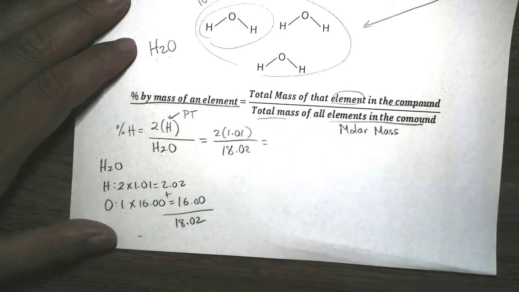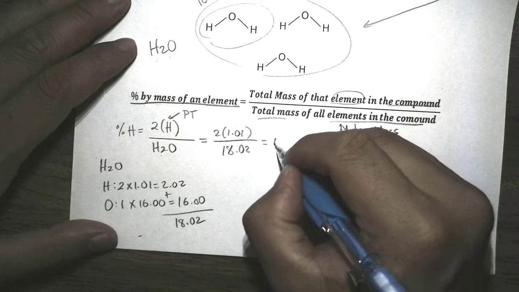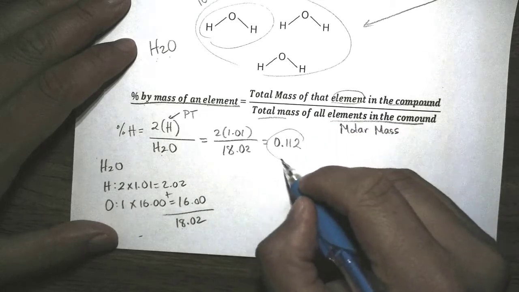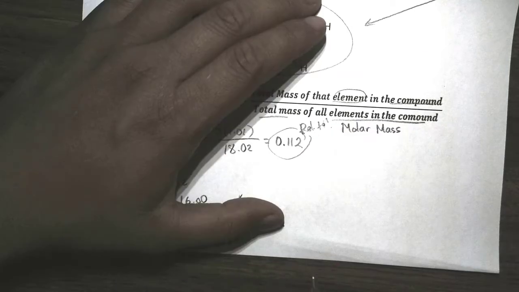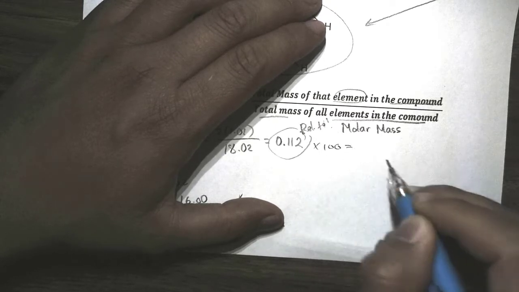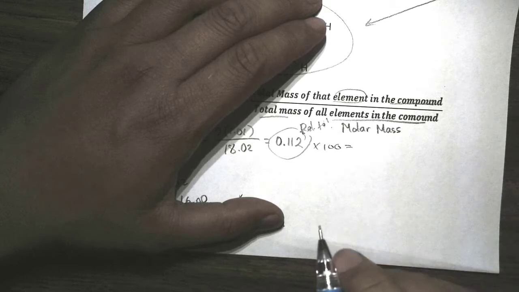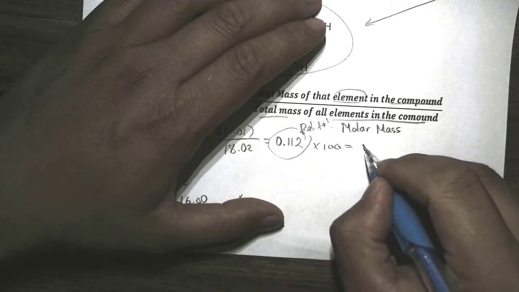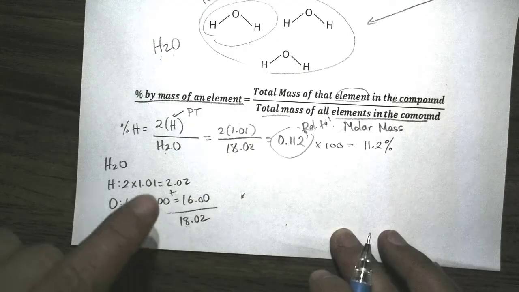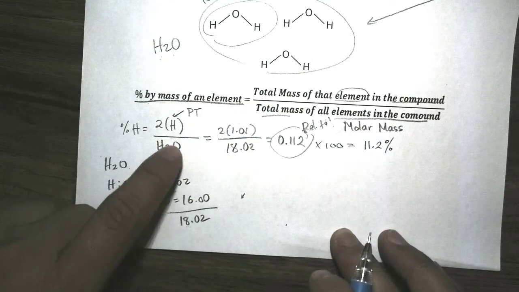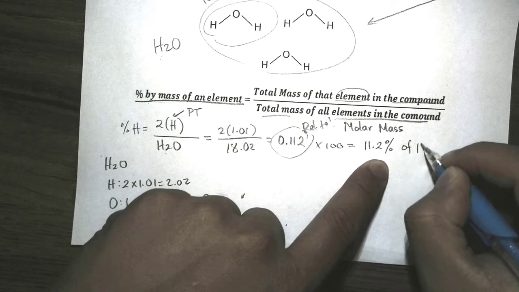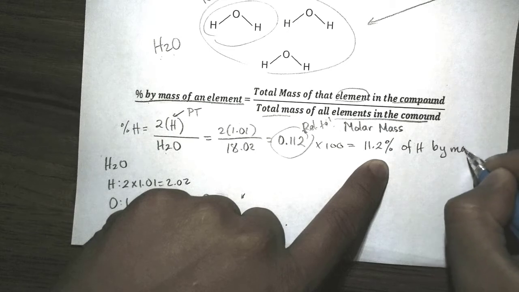And if we use a calculator and calculate it, it gives us 0.112. And of course, this is relative to 1. If we want to convert to a percentage, we have to multiply by 100. And now that will be relative to 100 for percentage, which gives us 11.2%. So in the chemical formula for water, we would have 11.2% of hydrogen. And this, of course, is by mass.